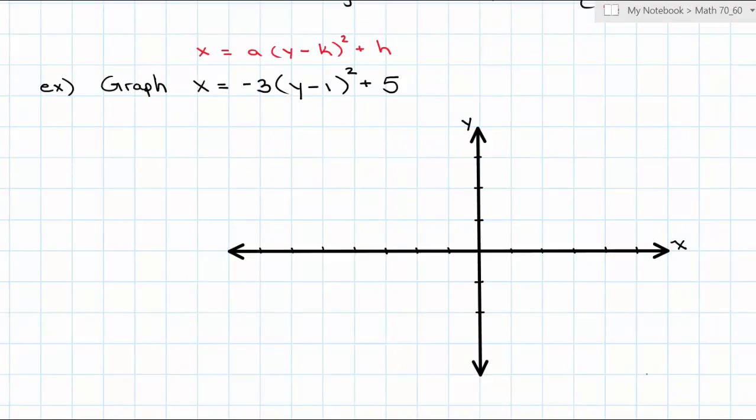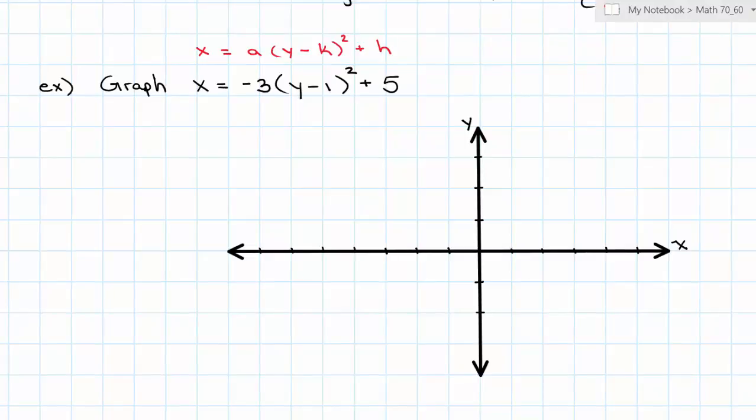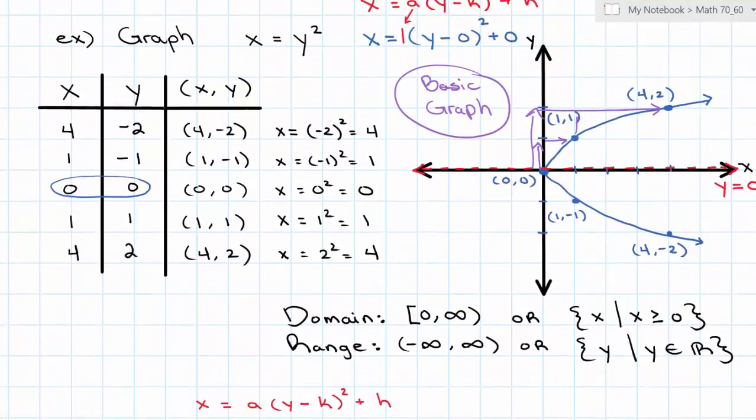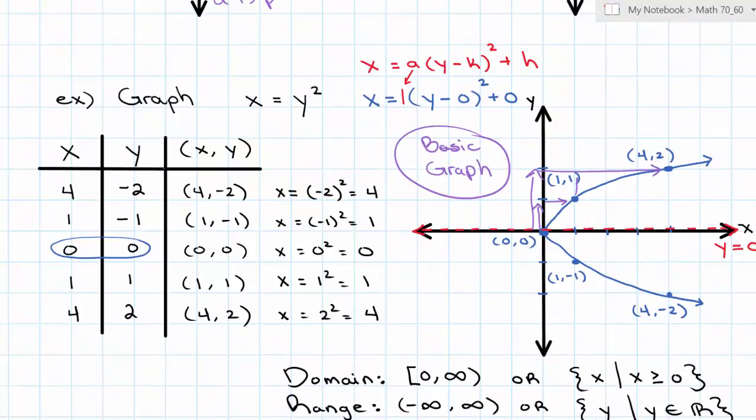For our next example, we're going to graph x equal to -3 times (y minus 1) quantity squared plus 5. In order to do this problem, I'm going to be referring a little bit to the problem that we just did. I'm going to refer to that one as my basic graph, x equal to y squared. There's a pattern that this graph followed where we went up 1 over 1, up 2 over 4. So if you could refer back to this graph, that might help you when we're graphing the graph that we're going to do next.